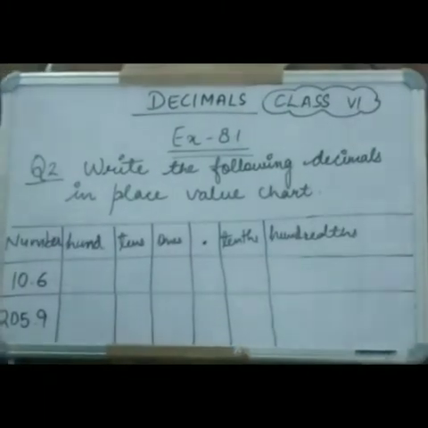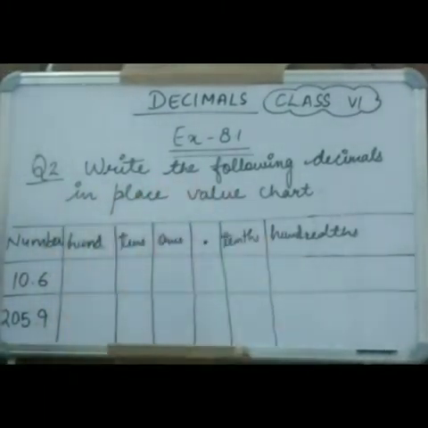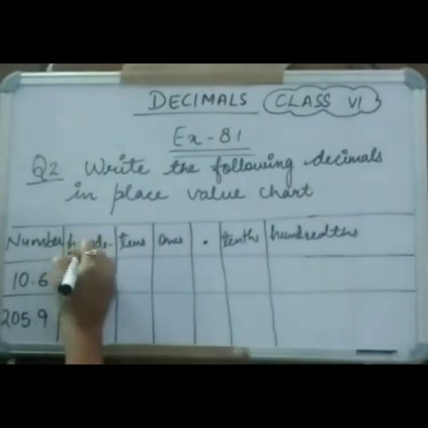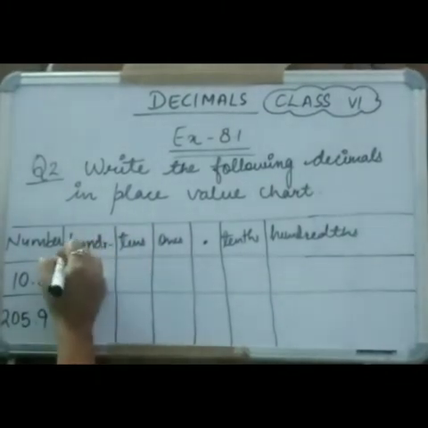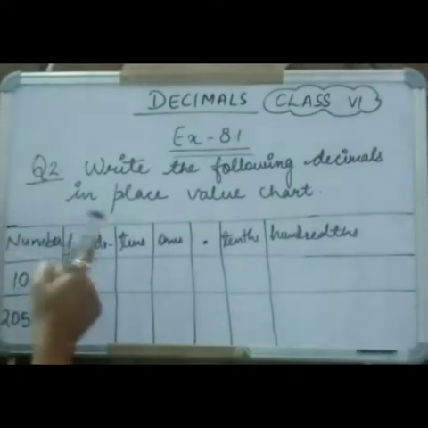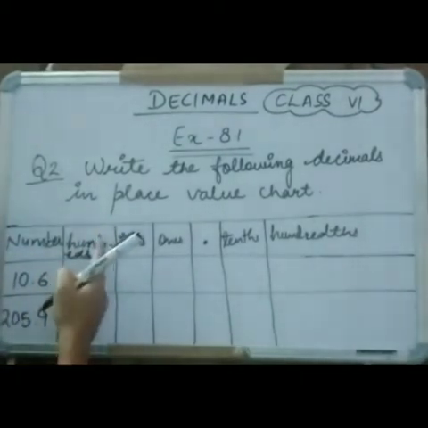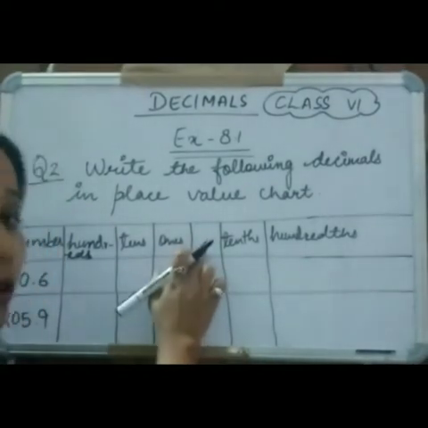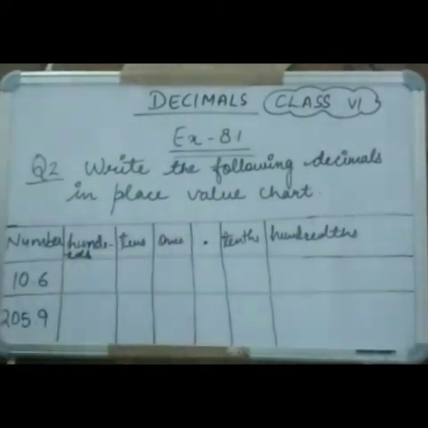The question is: write the following decimals in place value chart. So first of all you will make a place value chart like this. You will make columns like this and here you will write the given number. Here hundreds, tens, ones, as we used to do place values. And here you will put the decimal, that is, a point.